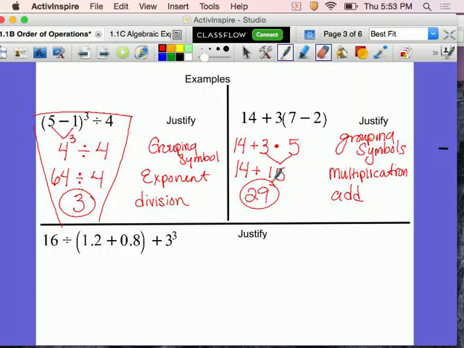So first, take a look at what do you see? What operations do you see? First, use your eyes, and then we'll use our brain. I see a division. I see a group. I see an adding. I see another adding, and I see an exponent. So now use your brain.